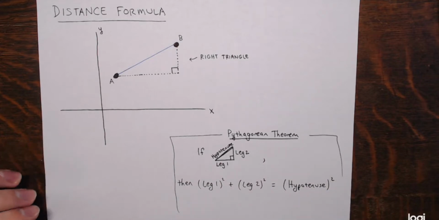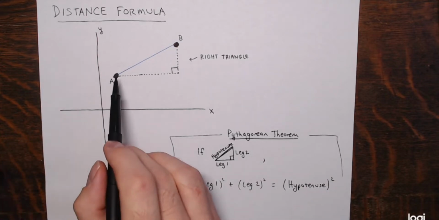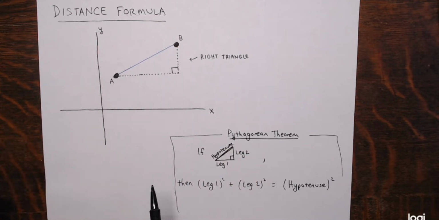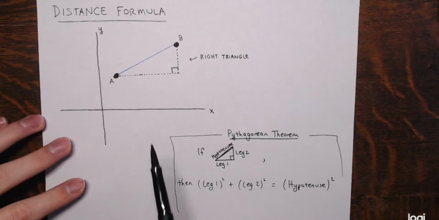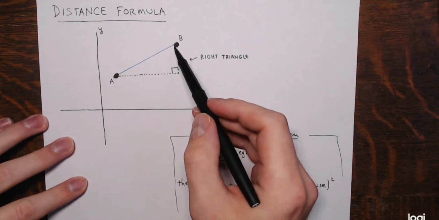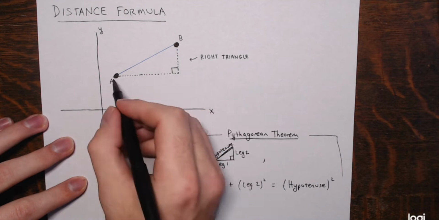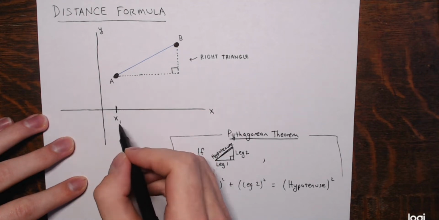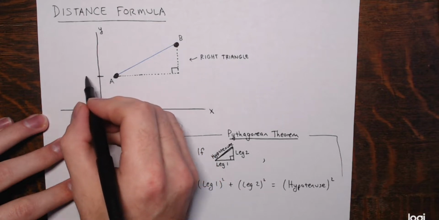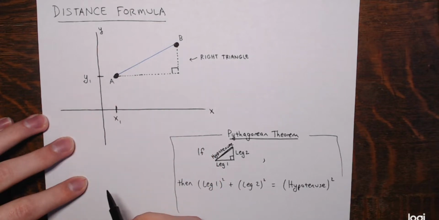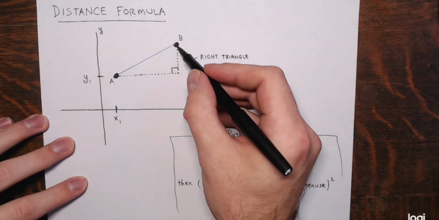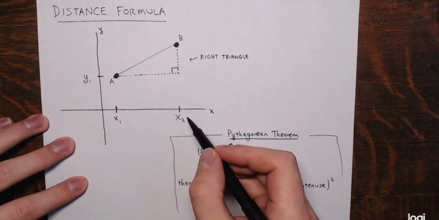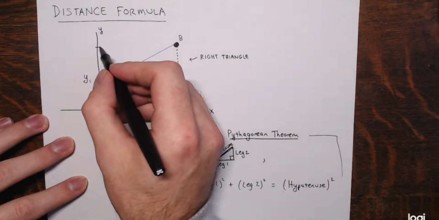So all I need to do now is figure out, using the coordinates of these points, what the lengths of these legs are. Because if I know the lengths of the legs, I can find the length of the hypotenuse, and that's the distance between A and B that we're looking for. So for A, let's say it has an x coordinate of x1 and a y coordinate of y1. And for this other point, say it has an x coordinate going straight down of x2 and a y coordinate of y2.